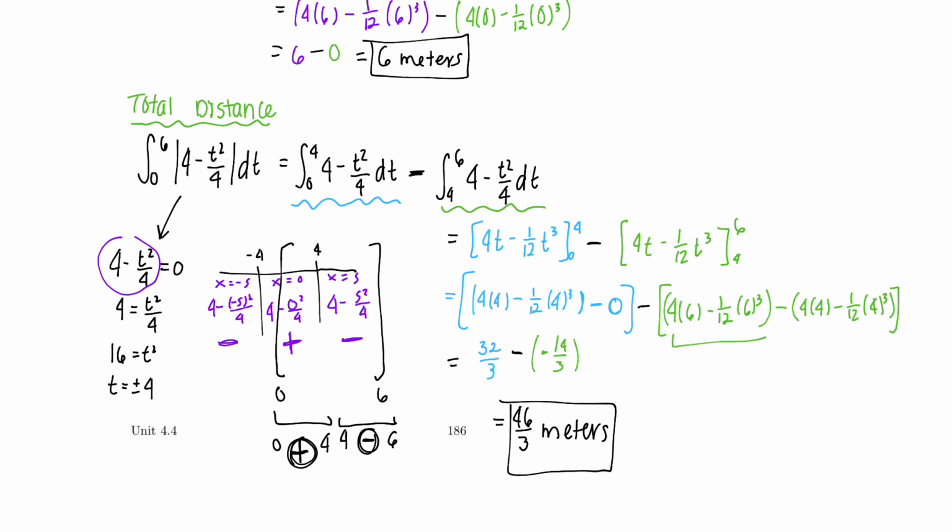But if you want the exact breakdown here, let's see, this is 24 minus 1 over 12 times 6 cubed. So this guy comes out to be 6 minus 32 thirds. Which is where you get the negative 14 over 3.